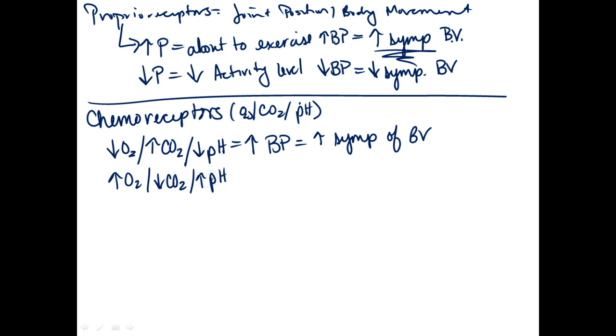Vice versa, if we have an increase in O2, decrease in CO2, increase in pH, this results in a decrease in blood pressure, as we want to keep our blood from flowing and not get rid of our CO2 because we need it, and this results in a drop in sympathetic stimulation.